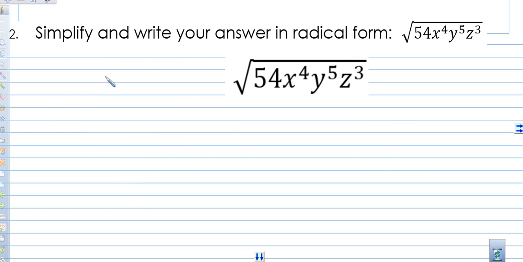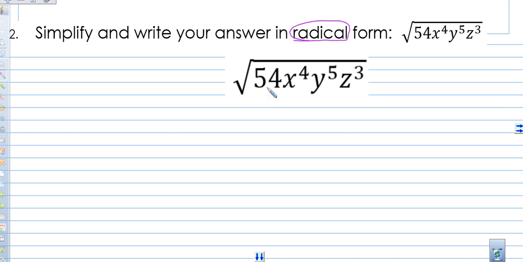Question number 2. This says write your answer in radical form. So this symbol is called a radical, and that's the form that you'll write it in. You'll write it using these instead of fractions as exponents.